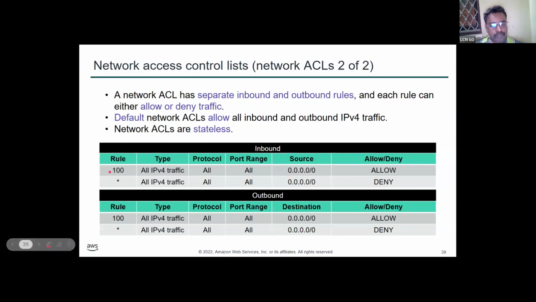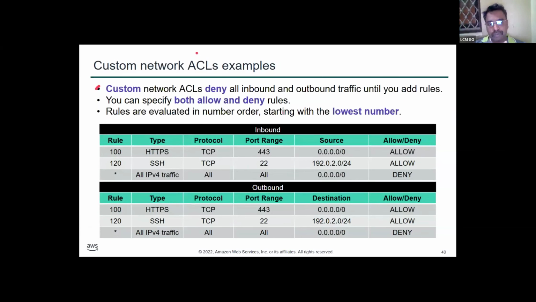Next, custom network ACL. Default is one thing; custom means we are going to customize it. By default, a custom ACL denies all inbound and outbound traffic until you add rules. Until you add rules, it will deny by default. You can specify both allow and deny rules as we already mentioned. Rules are evaluated in number order, starting with the lowest number.